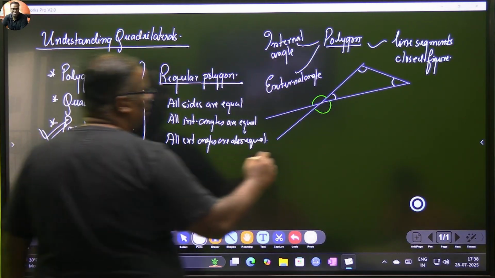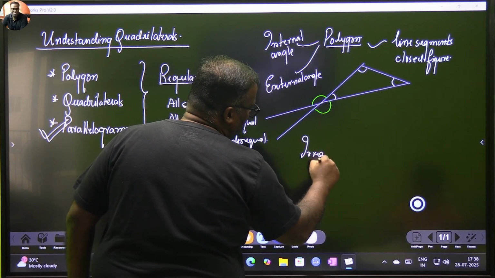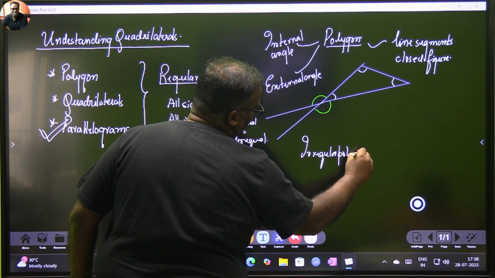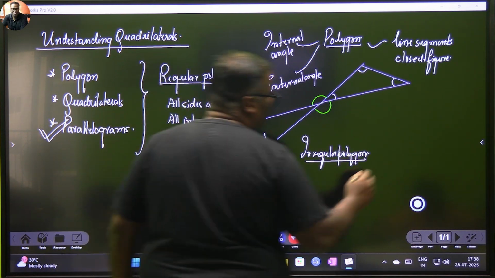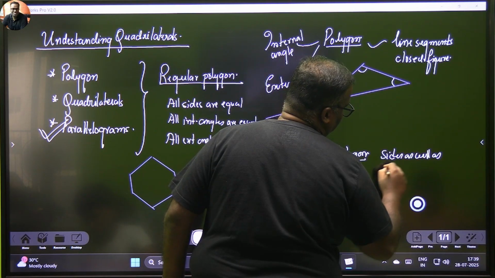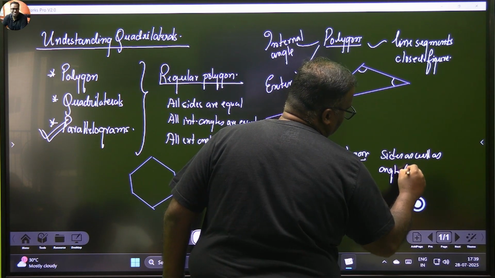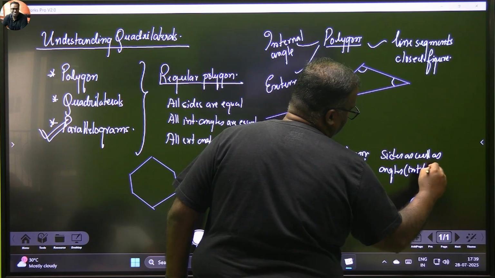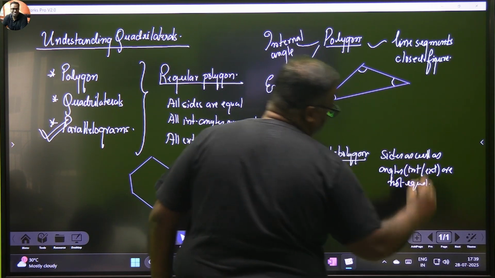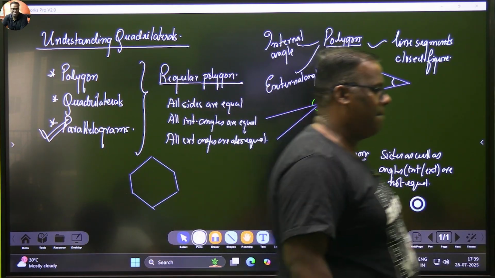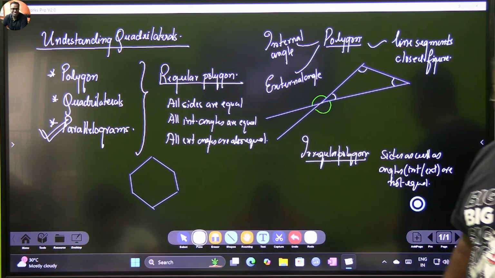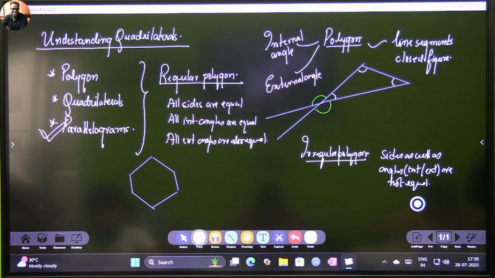Now, the other type of polygon that you can get is known as an irregular polygon. In an irregular polygon, sides as well as angles, both internal and external, are not equal. Have we understood? You can just write down these points.